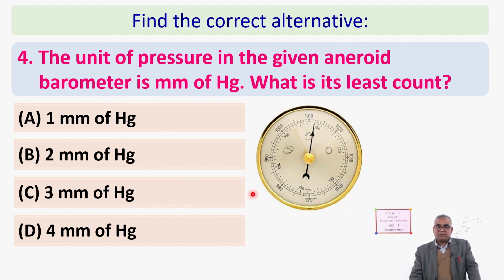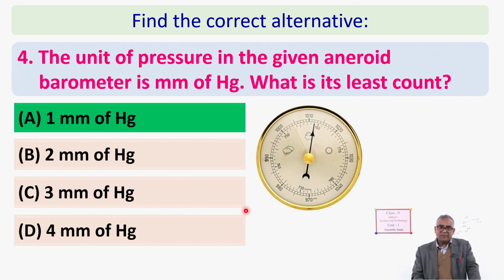Now, another device is shown here, that is an aneroid barometer, and the unit of pressure in the given aneroid barometer is millimeter of Hg. So, what is its least count? For that you find out the gap given here. After that, you have to find out the division. So, what is the least count? Now, you have to calculate yourself and check that you have really got 1 mm of Hg.